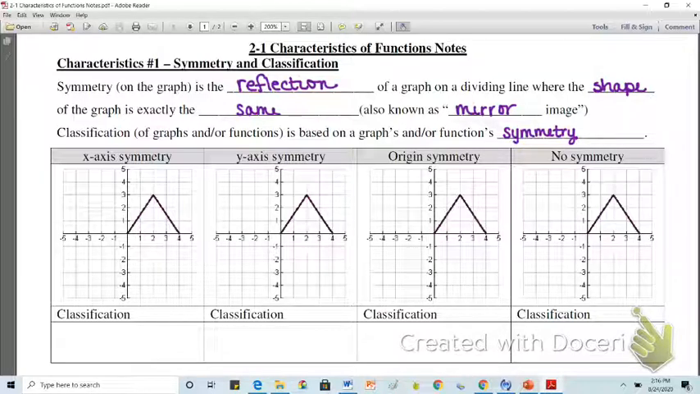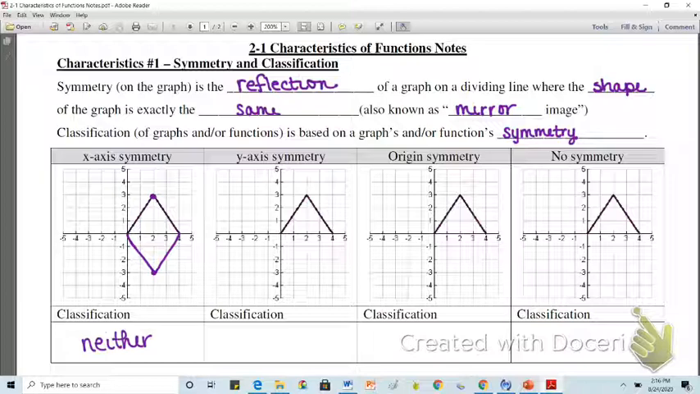We are going to look at x-axis symmetry. Remember, your x-axis is your horizontal axis. So if I want to take this triangle and flip it across the x-axis, that point would end up down here, and I would end up with this. This graph is symmetric about the x-axis. The classification for x-axis symmetry is neither. It is neither even nor odd, which are your two classifications we're looking for.